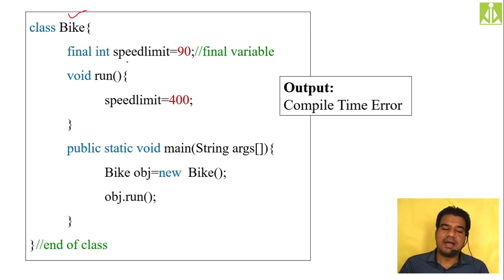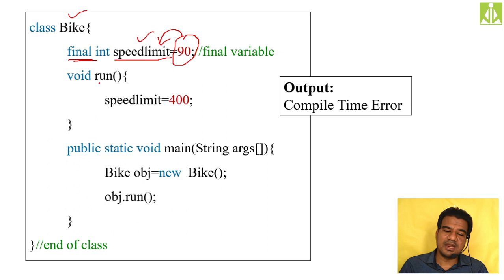Okay, so I'm taking a variable with the name speedLimit. SpeedLimit is my variable name, and I'm keeping the value 90 into that speedLimit variable. So now what will happen? This variable, this data member, will become like a constant because it is a final variable. So once it is a constant, anywhere in the program, if you try to change the value of this speedLimit, what will happen? You will get issues. You will get an error.